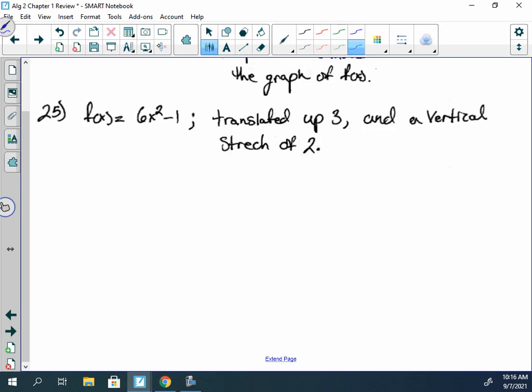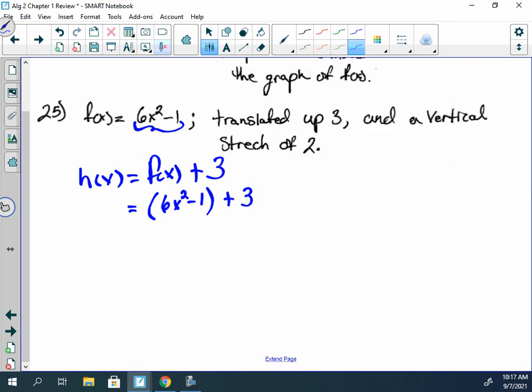So, translated up 3 is the first one, yes? So really, I'll call it h of x as a middle step. Well, that would be our f of x plus k, because that's our vertical translation up and down. So how far are we going? It would be 3, and it would still be positive, because up is positive. What is f of x? 6x squared minus 1. So all I did was replace f of x with the function itself.